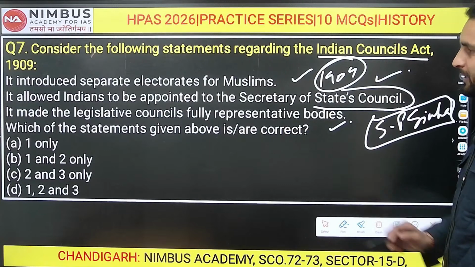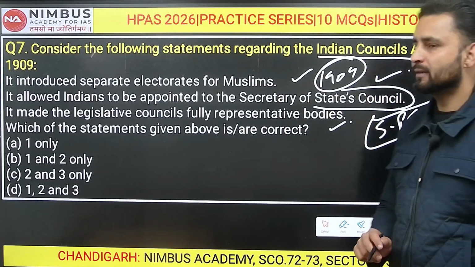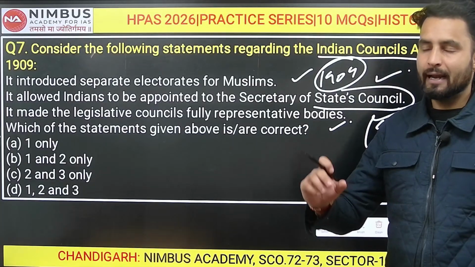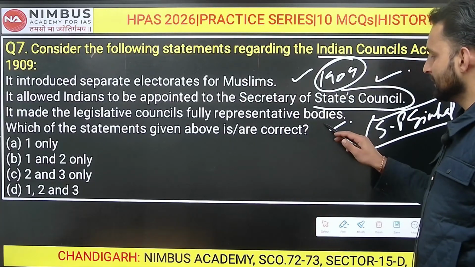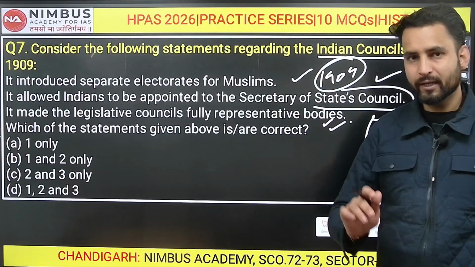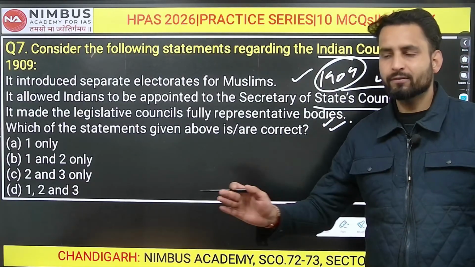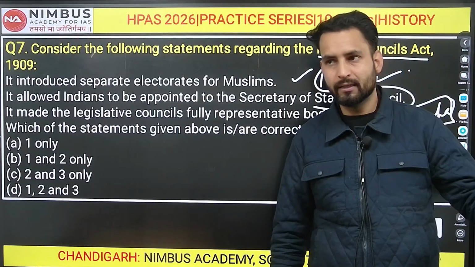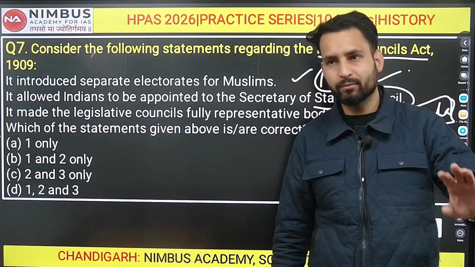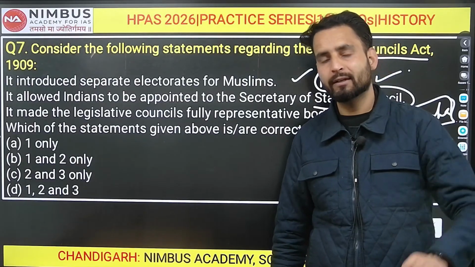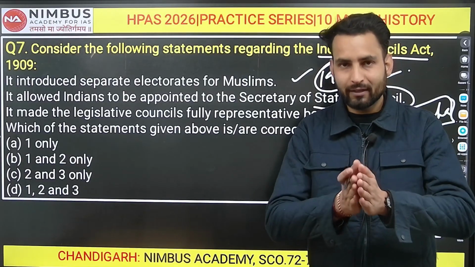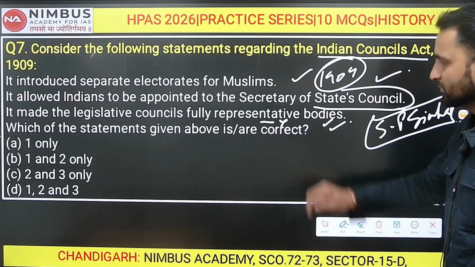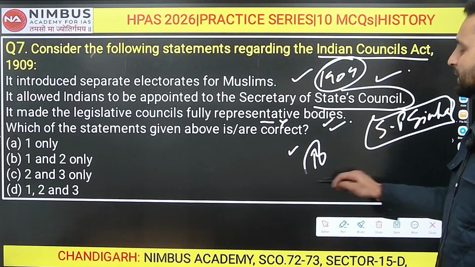And the third is, it made legislative councils a fully representative body. No, there were still official and nominated members as well. So it was not a fully representative body. However, the representation of the Indians was expanded, as the provisions of the Indian Council Act of 1892 were changed. The councils were expanded in 1909, but it was not a fully representative council. So the third statement is incorrect. Option number B is absolutely right.